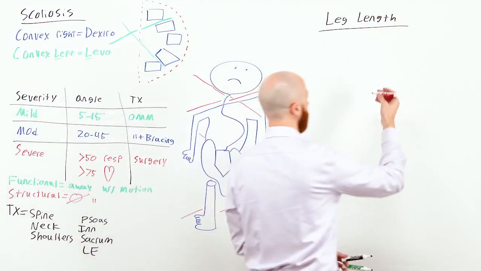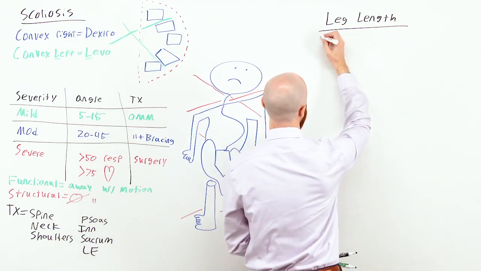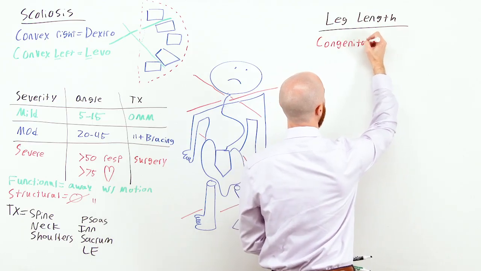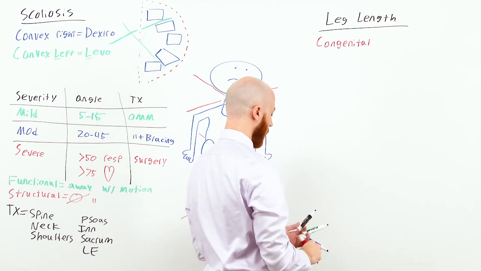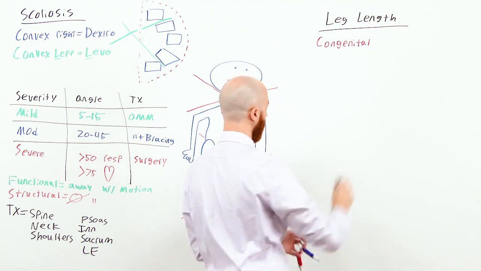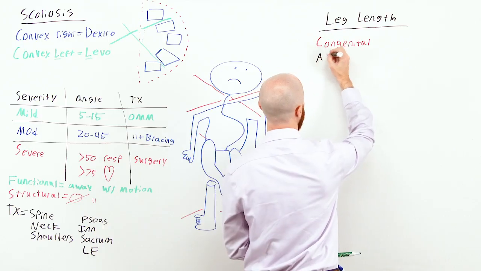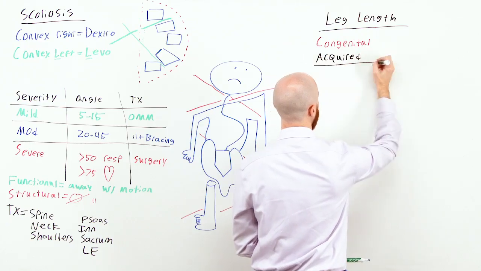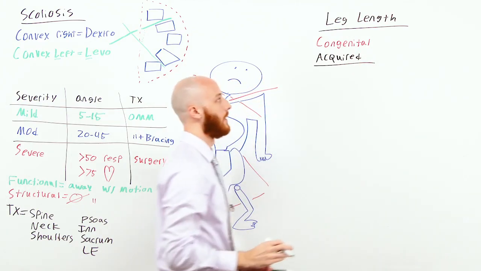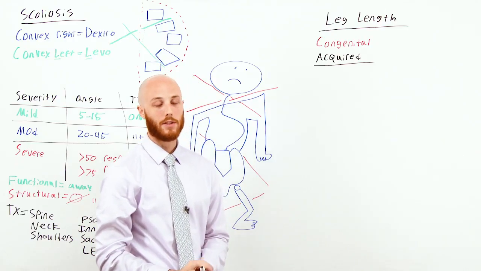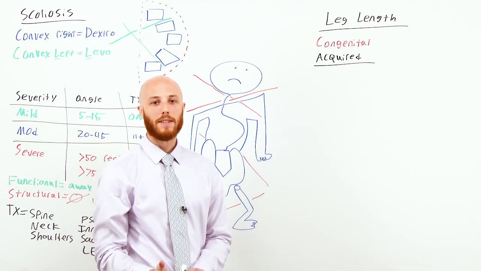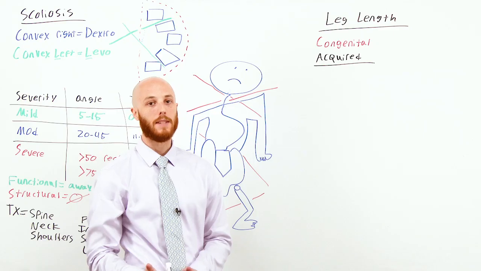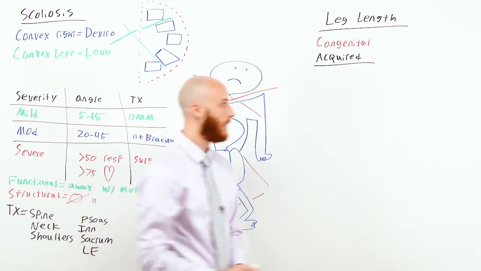So you can have two different types of leg length causes. You can have congenital, which someone is born with, or you can have acquired. So what are some examples of acquired leg length discrepancies? Think back to some of the lower extremity and pelvis lectures that we talked about, and you can think of some of the reasons that would cause some discrepancies.